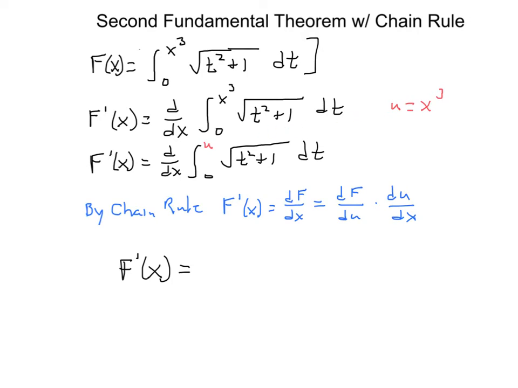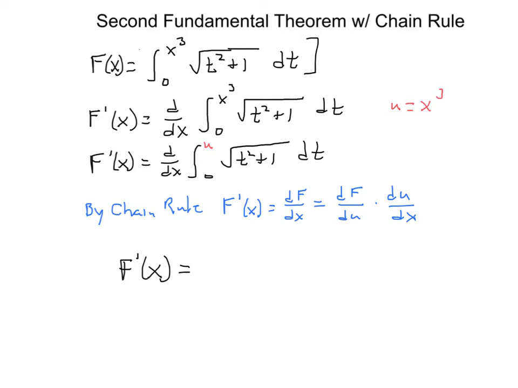Now what I'm going to do on this one, first thing, I'm going to let u equal x cubed. So when I do that, I get f prime of x equals the derivative with respect to x of the integral from 0 to u of the square root of t squared plus 1 dt.